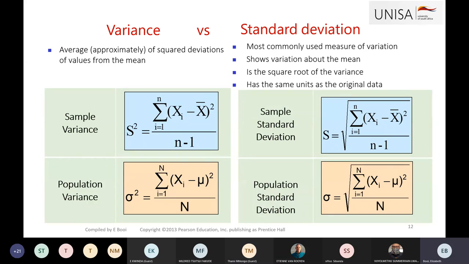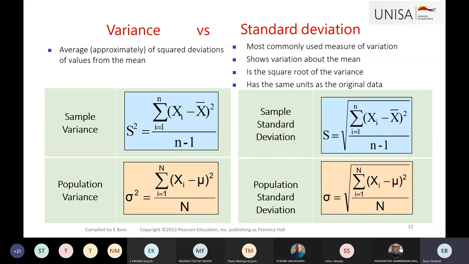Notice the formulas. For the sample, the formula uses N minus 1, and for the population, it uses a capital letter N. They look almost exactly the same, but the difference is in the denominator, where it's N minus 1 for the sample and the capital letter N for the population variance.